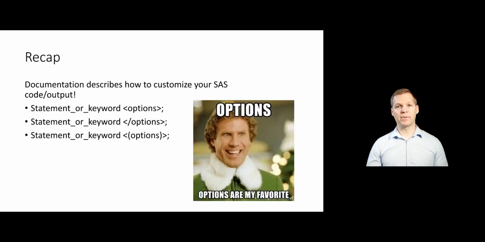All right, to recap, there are three major ways that you specify your options in SAS, and how to figure out what that way is by looking at the documentation. If you see your options in carets, you put the options directly after your statement or keyword. A slash options, it comes after a slash, and if you see parentheses, it goes within parentheses.